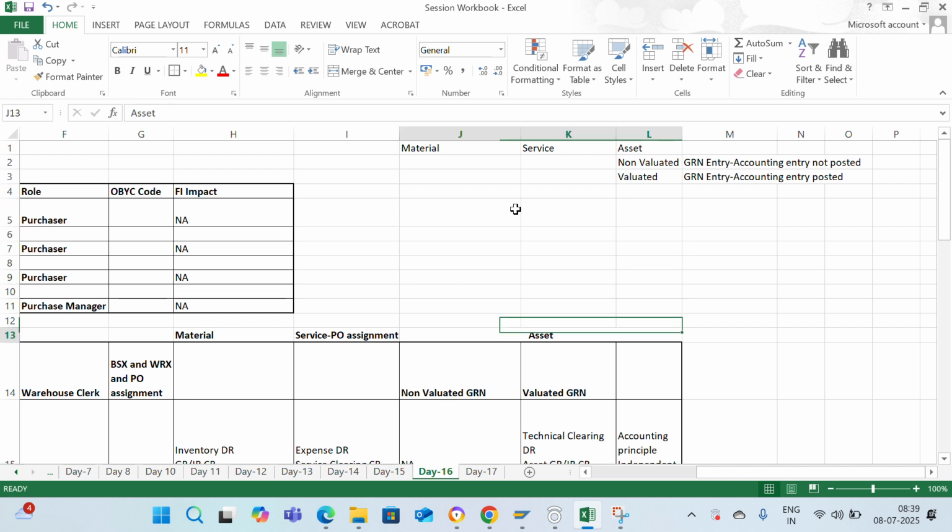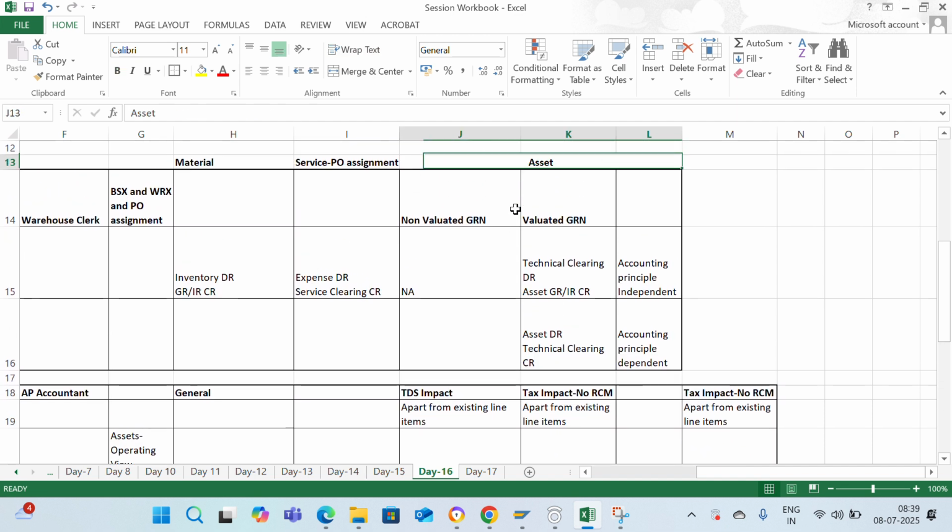Now, let us try to understand what accounting entries are posted. If it's a material PO, then the entry that is posted is inventory account debit to GRIR clearing. And if it is a service PO, then expense account debit to service clearing. And if it is for asset and non-valuated case, then entry is not posted. And if it is for asset and the case is valuated, then technical clearing account is debited and asset GRIR is credited.